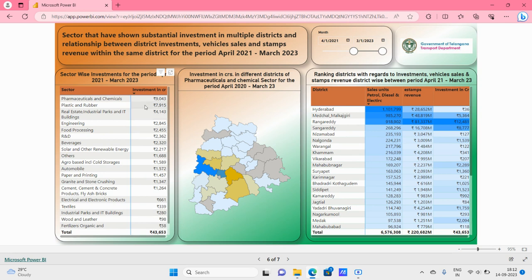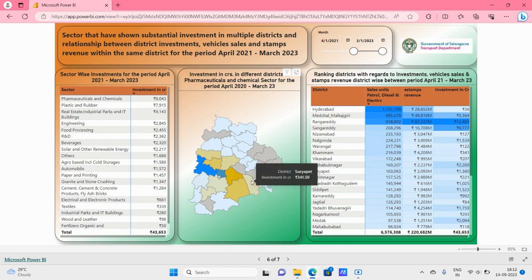In these sectors, we can see the highest sector, which is pharmaceuticals and chemicals. This highest sector we have categorized into different districts. The dark ones over here show the highest amount of money we have received, from this district, Sanga Reddy. Then come the lighter ones. The lighter ones have received lesser investments than the darker ones.